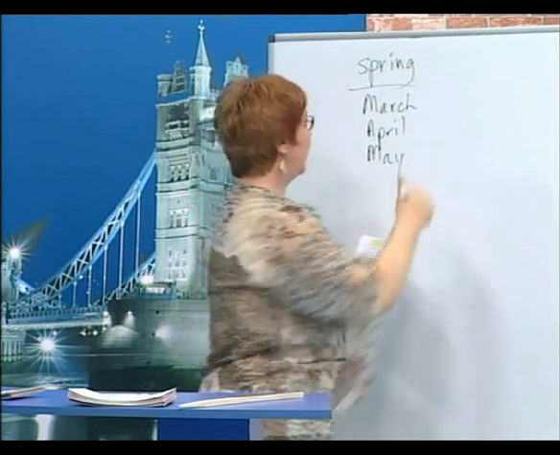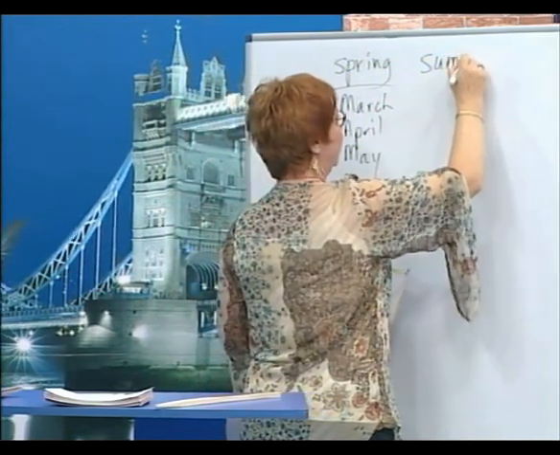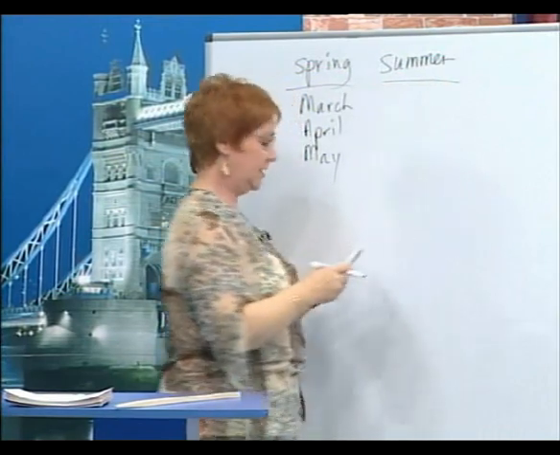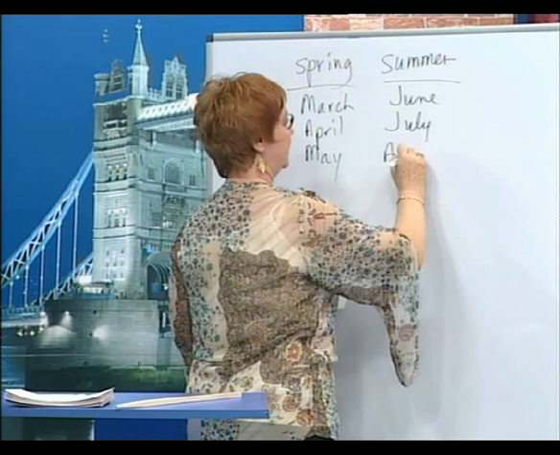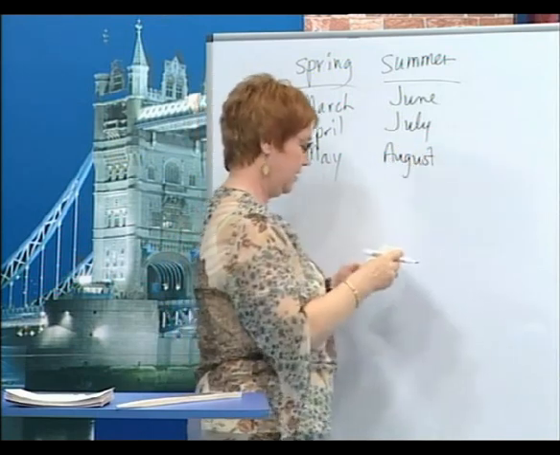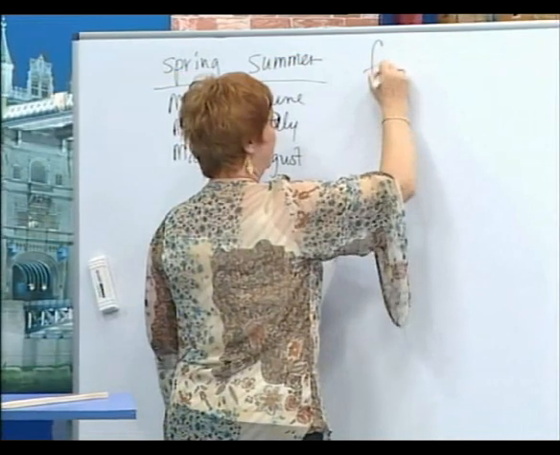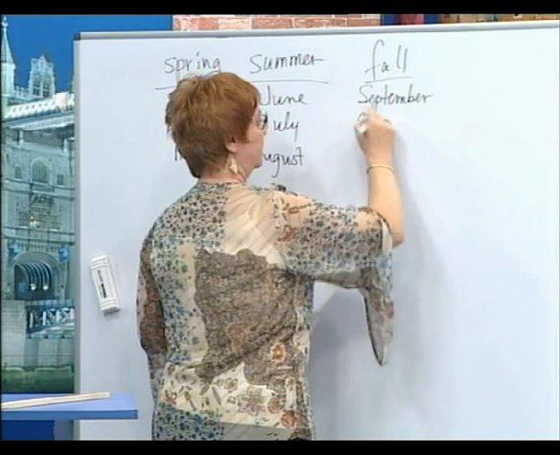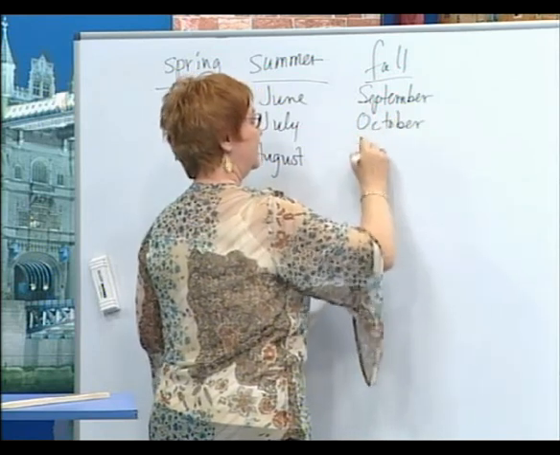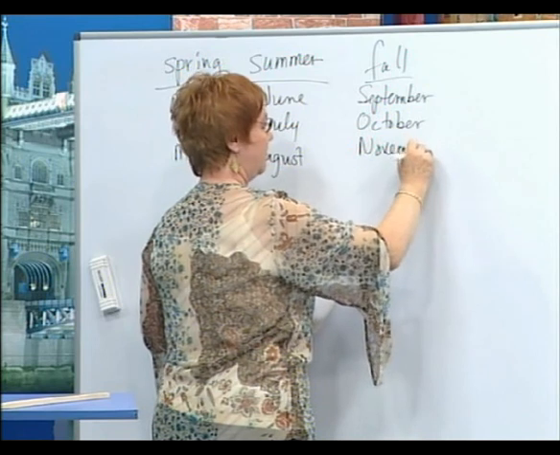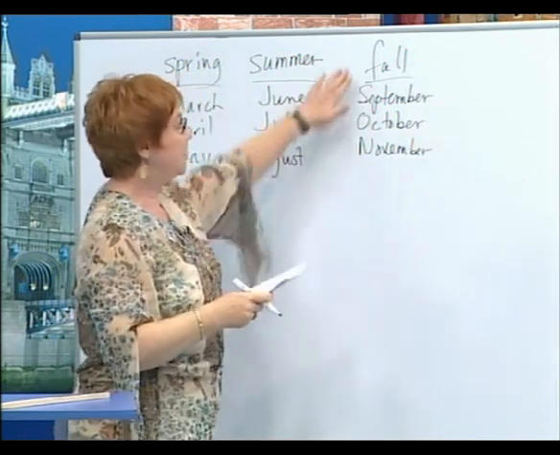Good. Okay, of course, then we have summer and Susan is going to tell us the summer months. June, July and August are in the summer. Yes, June, July, and August are in the summer. Now we have the fall. Isabel, which months are in the fall? September, October, and November are in the fall. Okay, September, October, and November are in the fall. And what's another name for the fall? The autumn. Yes, autumn.